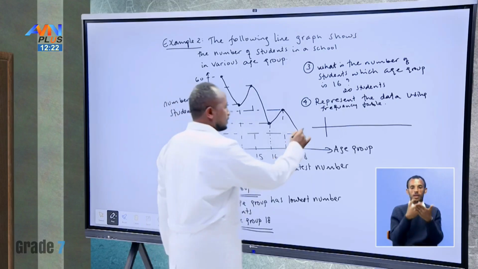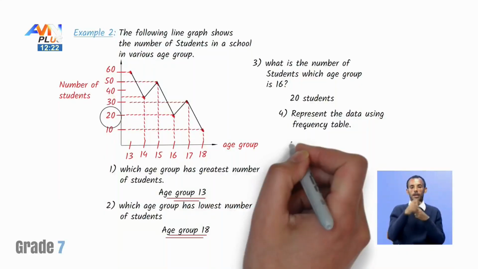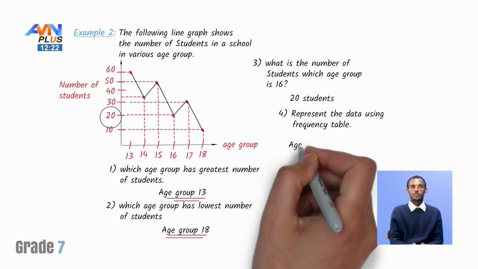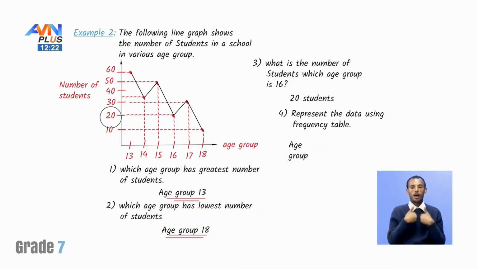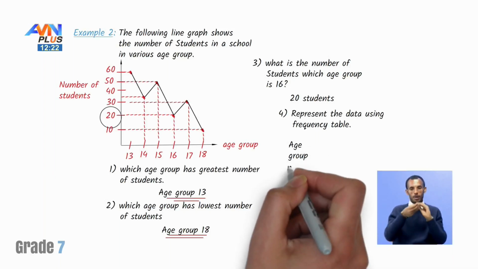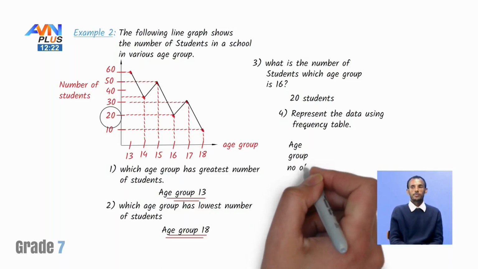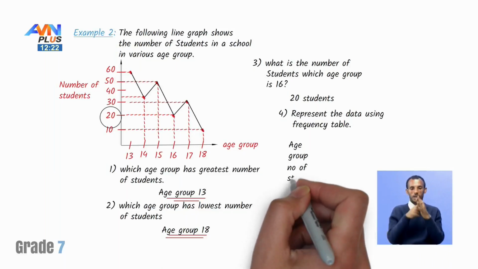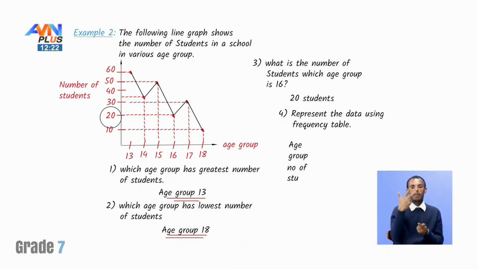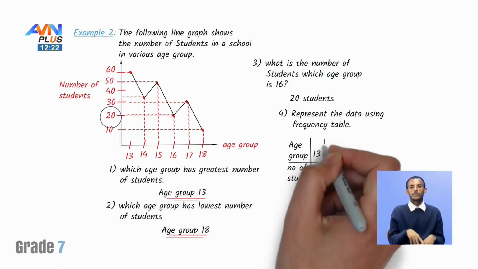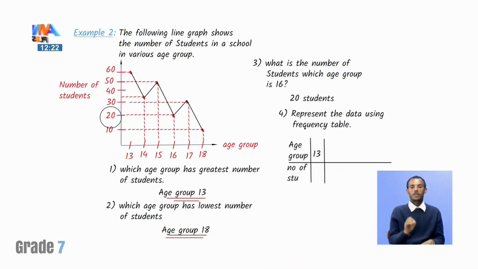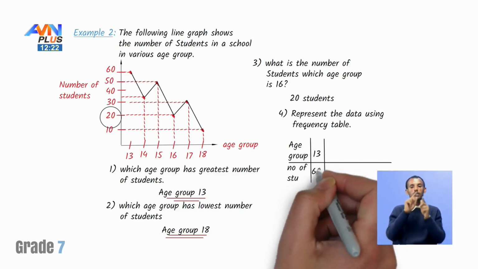Here we have age group, and here we have frequency or number of students. Okay, let's start from age group 13. How many students are there in age group 13? You move on the line graph. You just stop here and move horizontally. You will have 60. So the number of students whose age group is 13 is 60.